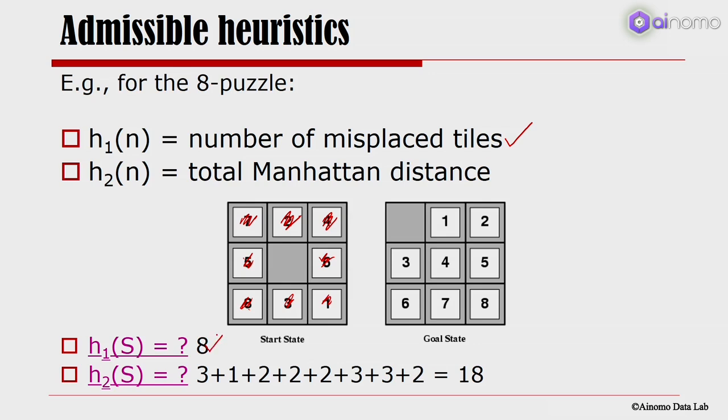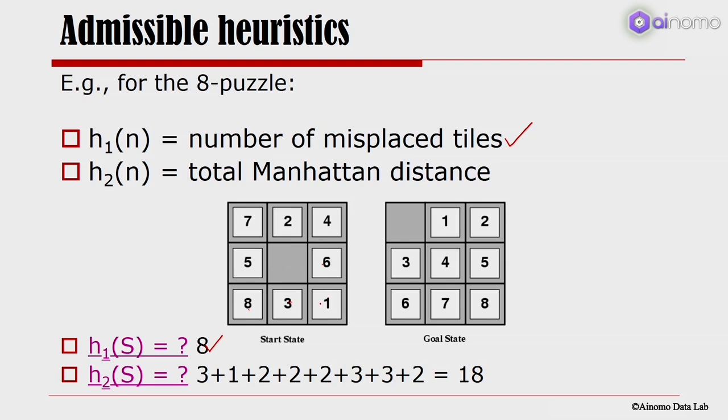Now remember what a heuristic value is. It is an estimate from the current state to the goal state. So the expectation is that by taking some 8 moves, I would be able to go from here to here. Let us look at the second heuristic, the total Manhattan distance heuristic here. So let us look at each of them one by one.